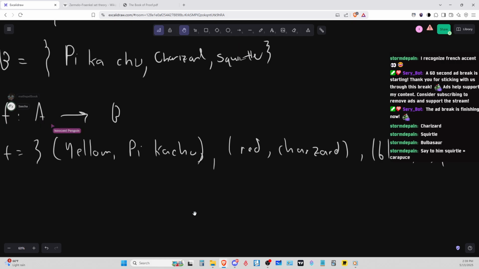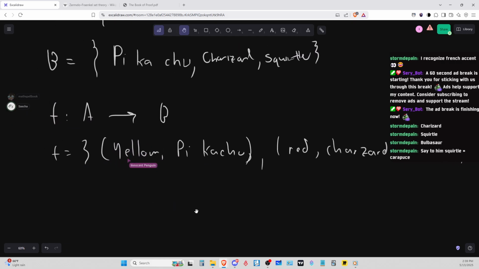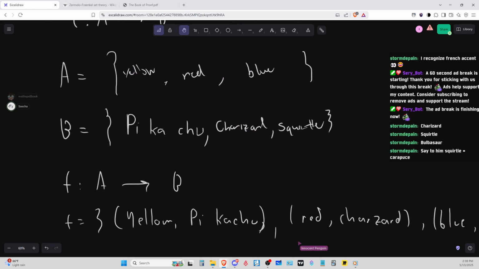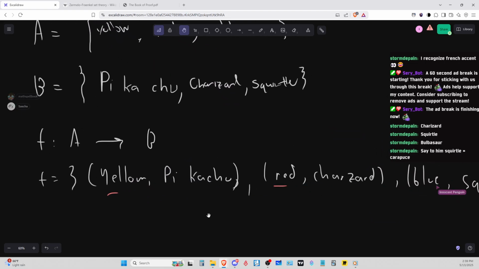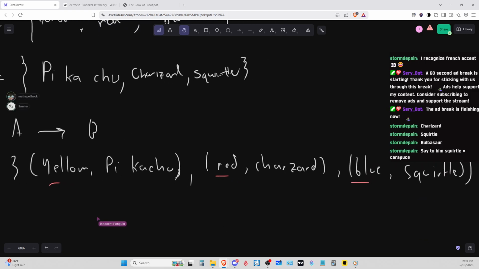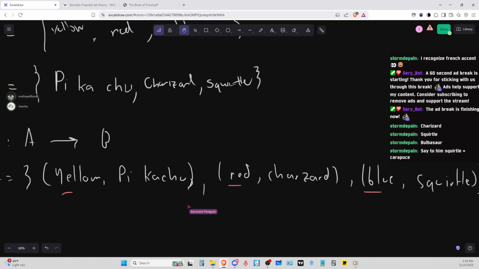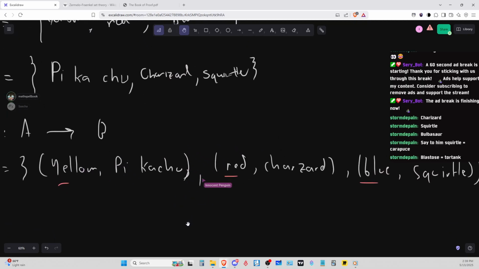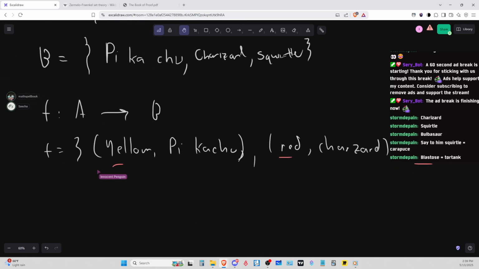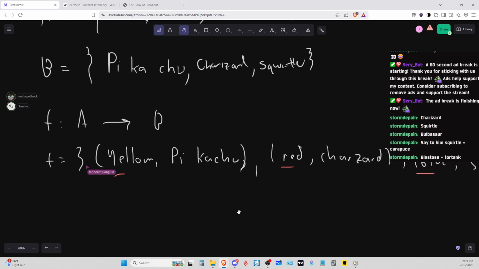So why is this thing a functional relation? Because first of all, for every color we assign something. We have red, blue, and so on. And also for each color, we assign only one Pokemon. If for example we have yellow, which is assigned Pikachu and at the same time Charizard, then it will not be a functional relation.